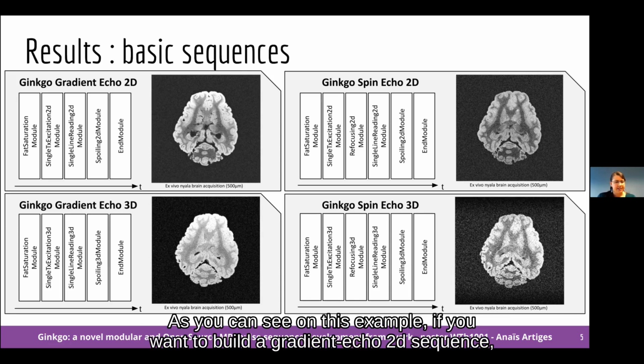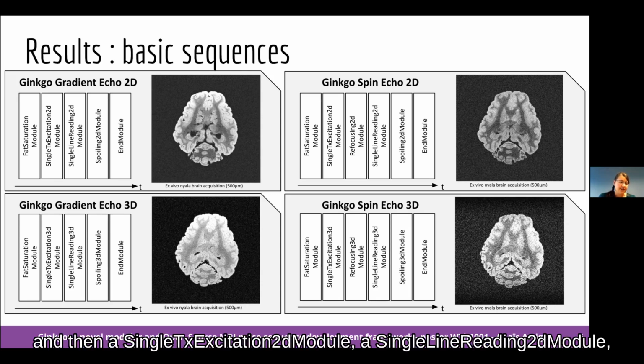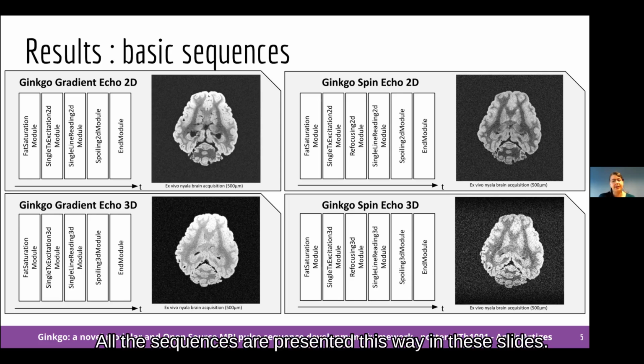As you can see in this example, if you want to build a gradient echo 2D sequence, you may need a preparation module like fat saturation shown here, and then a single TX excitation 2D module, a single line reading 2D module, a spoiling 2D module, and an end module. All the sequences are presented this way in the next slides.